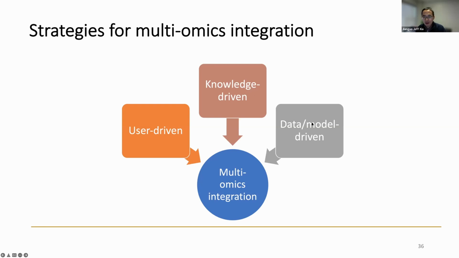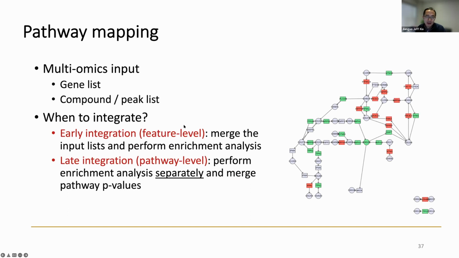And the other two parts are knowledge-driven and data- or model-driven. There's a lot of discussion and things going on here, and we can actually implement some of them. And this is my next discussion. One of the simplest is called pathway mapping. We measure the compounds, and we can project them both to the pathways.